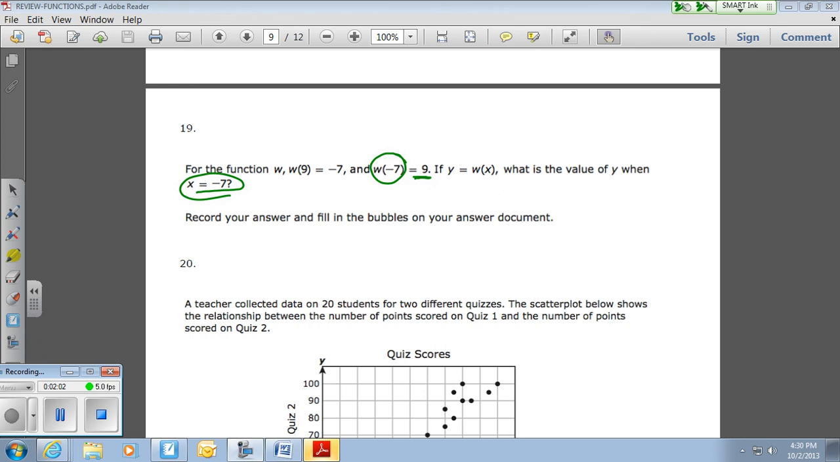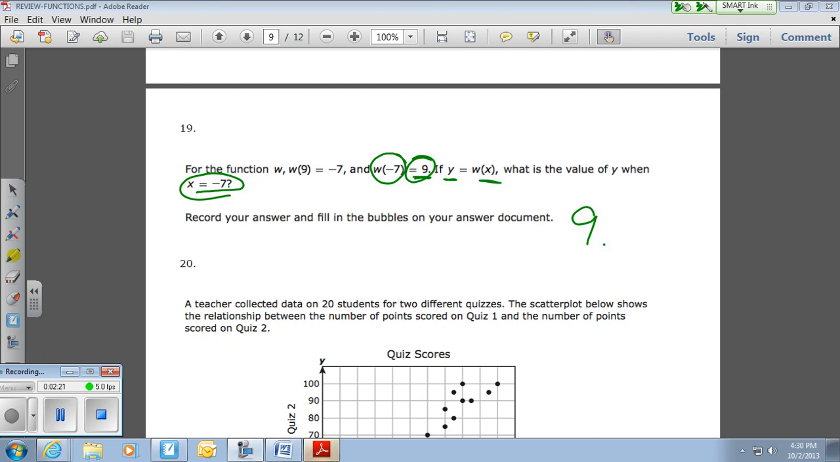Y is equal to w of x. And when x is a negative 7, w of negative 7 is 9. So our answer would be 9. On the bubble, on the answer document, make sure it's 9 decimal. Don't do 0.9. It's just 9.